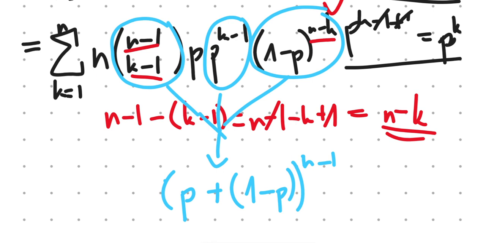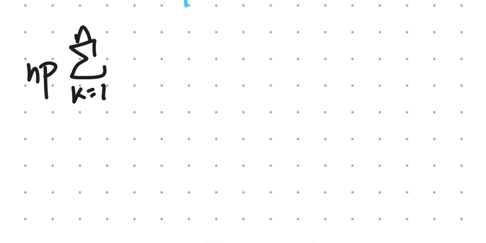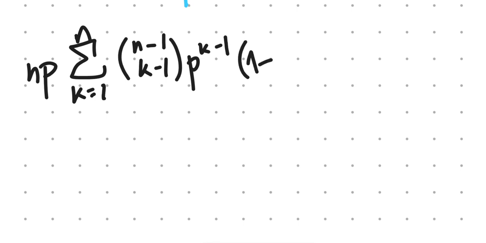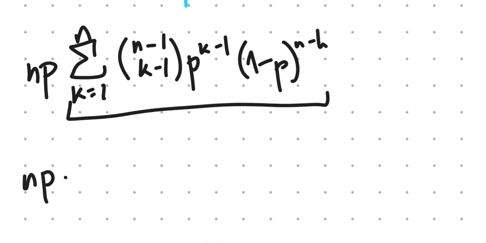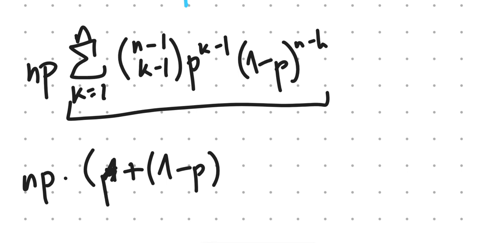Okay, but since we have the n and the p still inside the sum, we're going to take them outside the sum. We can take them outside the sum because they are independent of k. So we are going to have n times p times the finite sum where k goes from 1 to n, of (n minus 1 choose k minus 1) times p to the k minus 1 times (1 minus p) to the n minus k. So this will equal the binomial theorem, p plus 1 minus p, to the n minus 1.